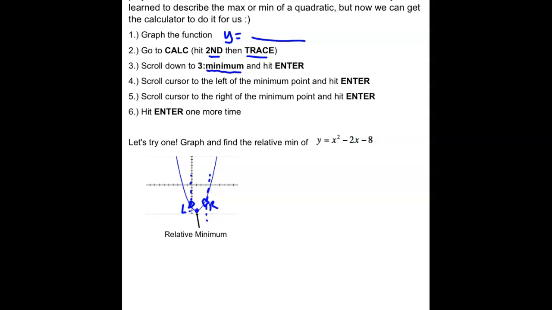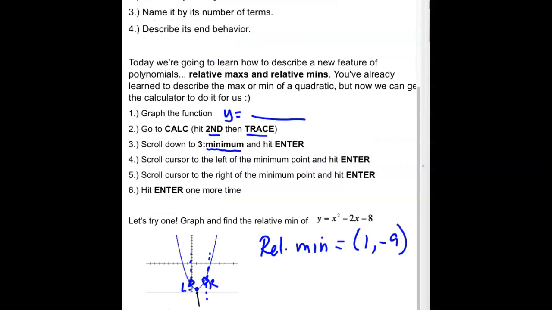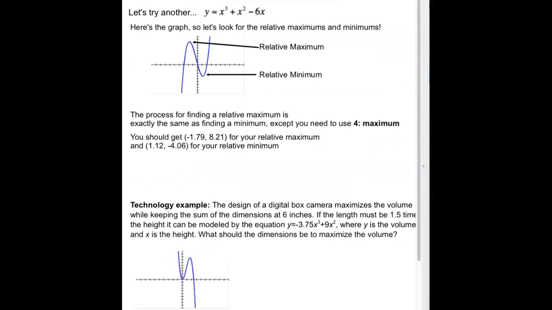So we would say our relative min is positive 1, negative 9. Okay, let's try another one. This time we want y equals x cubed plus x squared minus 6x. Giving you a basic picture of it here.